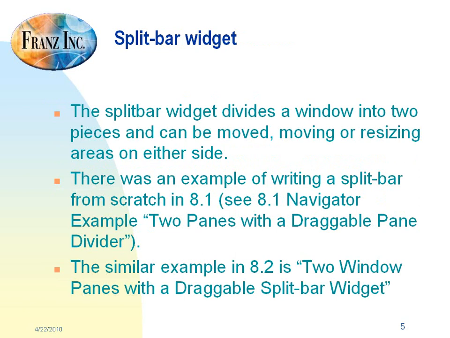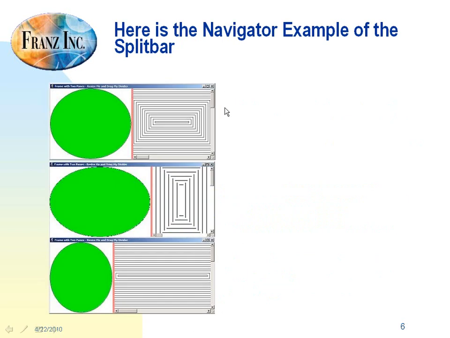Now, one of the new widgets that we've provided is called the splitbar widget, and the splitbar widget divides the window into pieces and can be moved, moving the areas on either side. In 8.1, there was an example where a splitbar widget was created from scratch. And if you look at the 8.1 Navigator example, 2 panes with a draggable divider, you can see that. In 8.2, it's a much simpler example because the splitbar widget does exactly what the from-scratch software did in 8.1. I'm going to show you this in a minute, but here's the Navigator example.